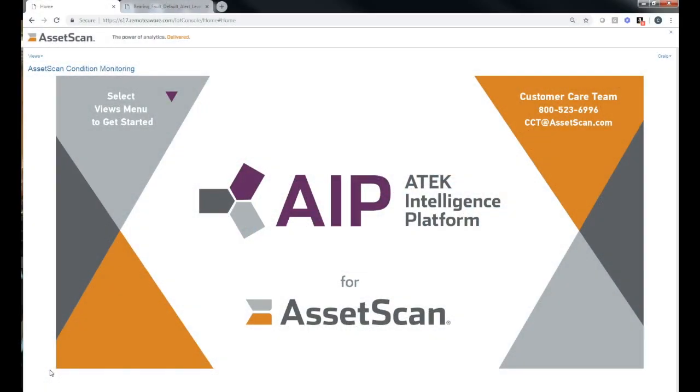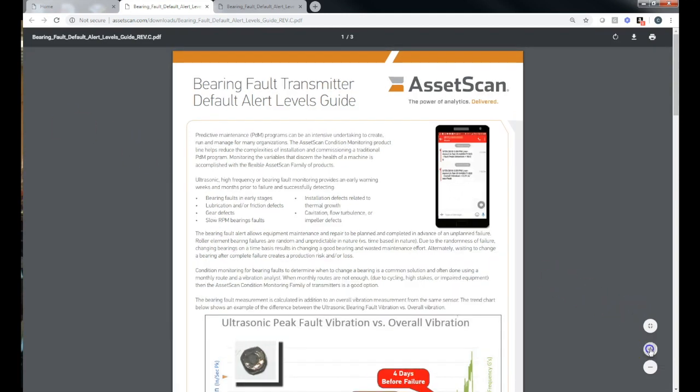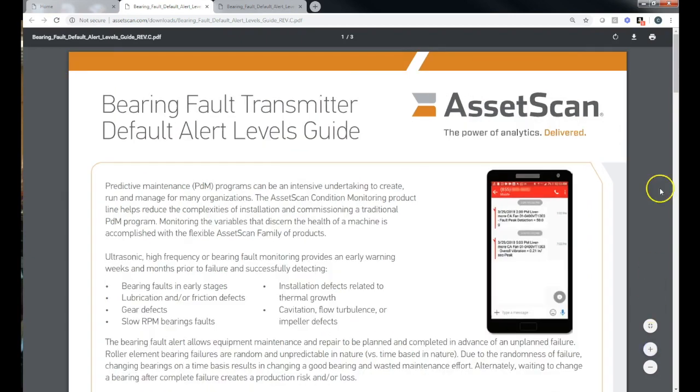So here I'm logged into our Asset Scan AIP, ATech Intelligence Platform, and I'm going to go up to Views, and I'm going to open our Help on Ultrasonic Alerts. Here's a guide that we'll go through today to help us understand how we preset these alerts.